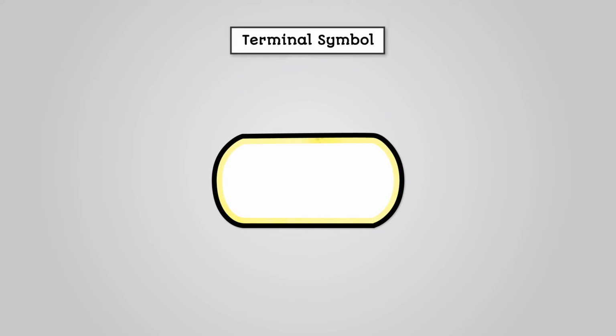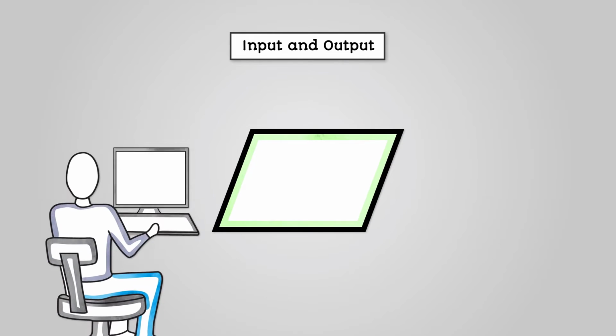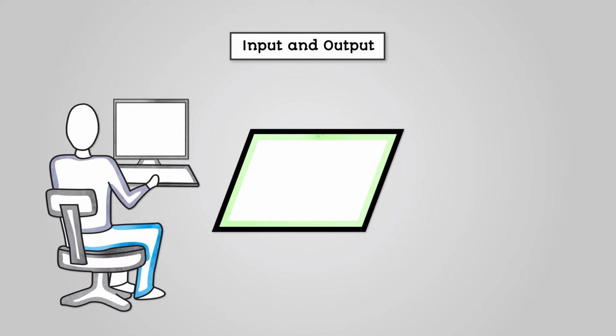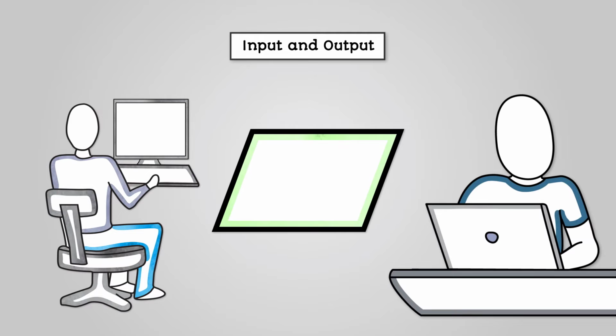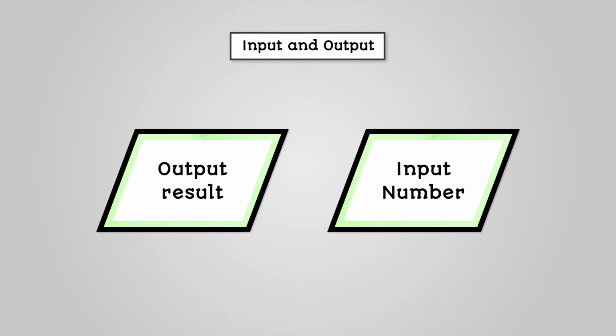The terminal symbol represents the start and end of our flowchart. Both begin and end use the same shape, which is a flattened circle with a connector either going out of it, begin, or into it, end. The input-output symbol represents either some data that is being entered from the user or data being shown to the user. Both input and output use a flattened rectangle known as a parallelogram. You can tell which is input and output by the text inside the rectangle.